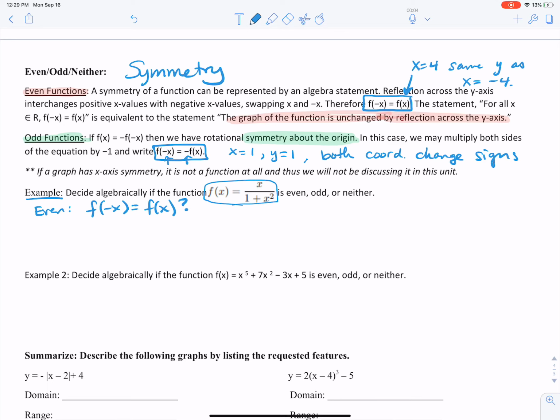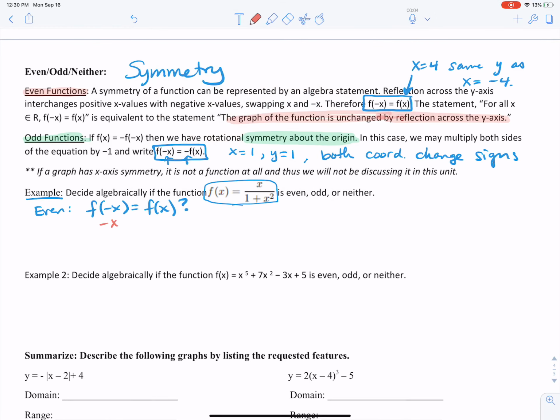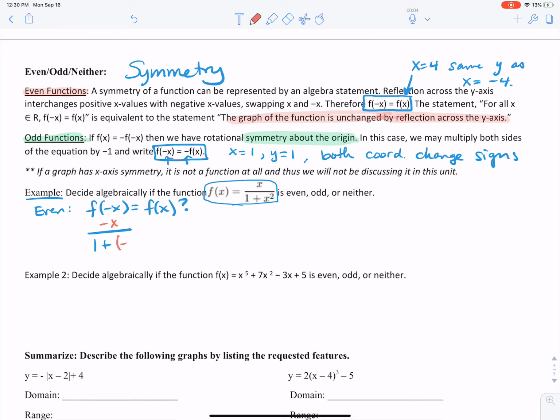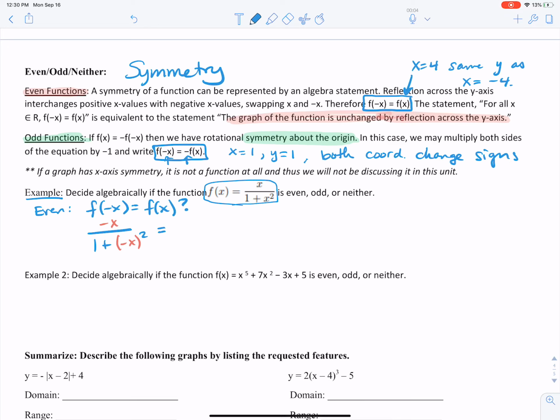That's f of x. F of negative x means you substitute in negative x into the original. So for f of negative x, you would take negative x, put it in for the original, and then we're going to simplify. We want to know, does that equal the original, which was x over 1 plus x squared? And if you simplify and they do equal each other, that means that this is an even function and would have y-axis symmetry. So if I simplify the left side, I get a negative x on top.